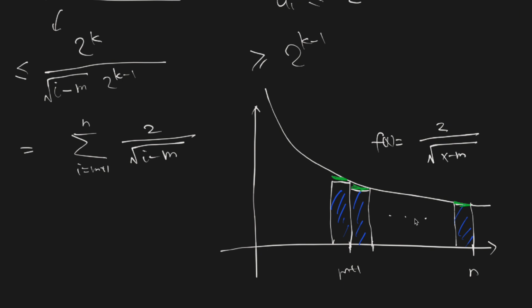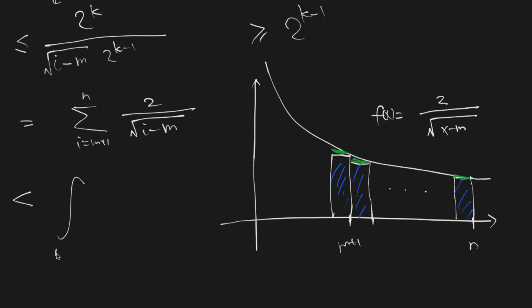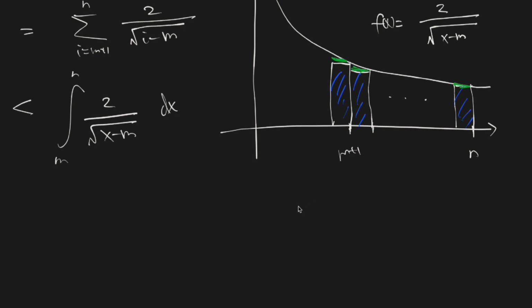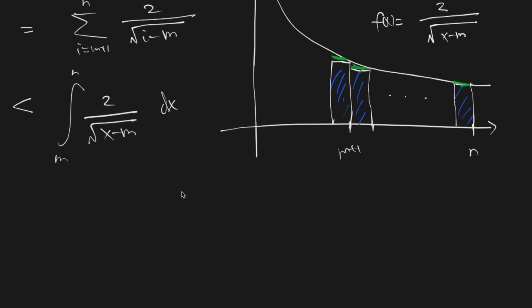So this sum that we have is just the area of these rectangles. And the area of the rectangles is strictly less than, though it doesn't really matter for our case, the integral from m to n of the function 2 over square root of x minus m dx. And if we were to find the antiderivative of this thing, I actually don't quite know what the antiderivative is, but we could try.